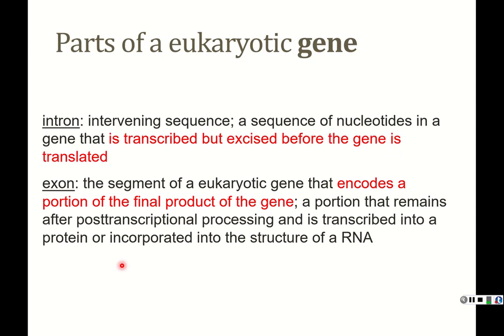As I mentioned before, if we're looking at genes specifically, there are two parts to a gene. One is the intron, or intervening sequence, which is a sequence of nucleotides in a gene that is transcribed but cut out before the gene is translated. So they're turned into RNA, but before that RNA is turned into protein, these intron regions are cut out. And the exon is the opposite of that. That's the segment of the gene that encodes a portion of the final product or protein of the gene.